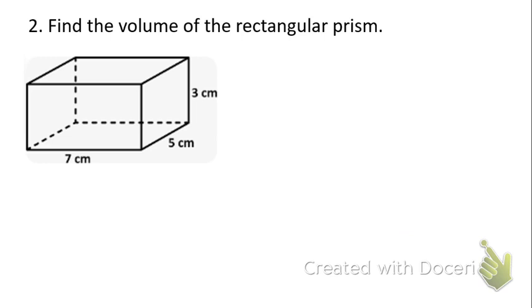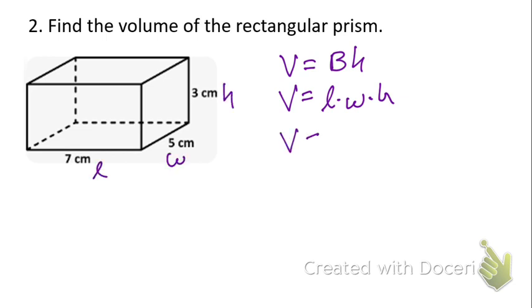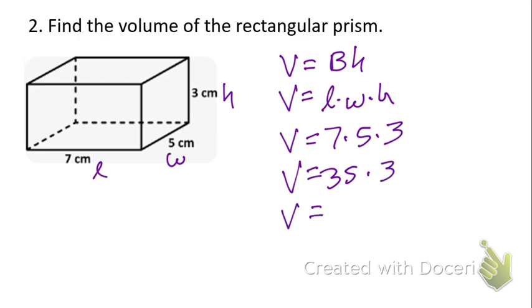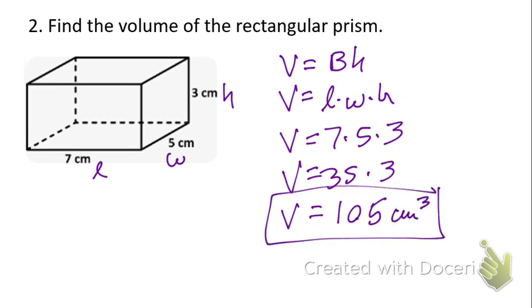Okay? Next one. Find the volume of the rectangular prism. You know what the formula is: capital B times H, or length times width times height. If you will, pause the video and try it on your own. So there's our length, there's our width, there's our height. I've got 7 times 5 times 3. So I've got 35, right? 35 times 3 would become 105 cubic centimeters on the inside of that rectangular prism.